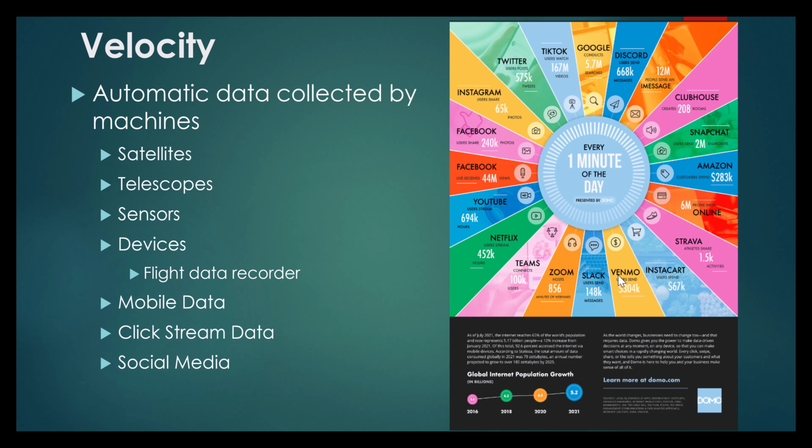So here's a picture of velocity every minute of the day. Now this is 4 years ago. Every minute of the day on Facebook, 44 million views happened. Again, this is 4 years ago. 240,000 photos were shared. On Instagram, 65,000 photos were shared. I'm sure by now it's a lot more. I could not find more recent data like this. And so on.